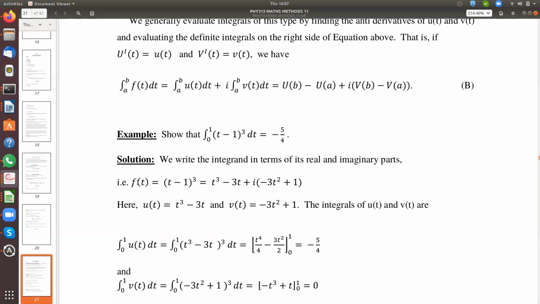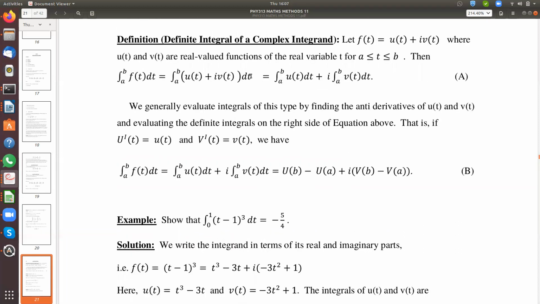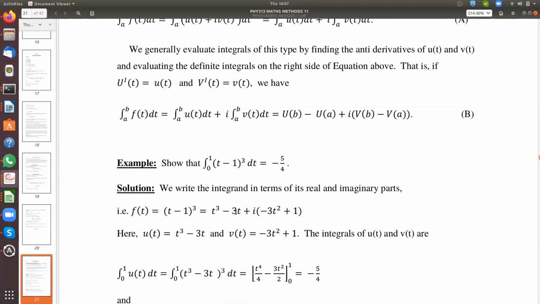So you can see that f of t is this. Then when they expand it, they write it in the form of the real term and the imaginary term, just like this function now. So you now have t cubed minus 3t, which is u of t, and minus 3t plus 1, which is now our v of t.